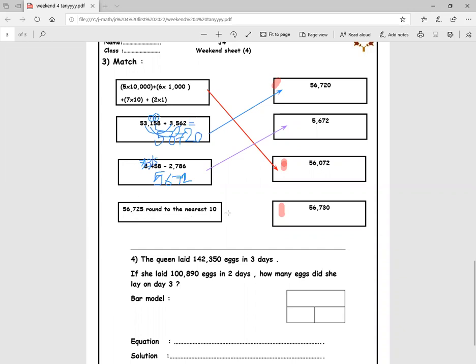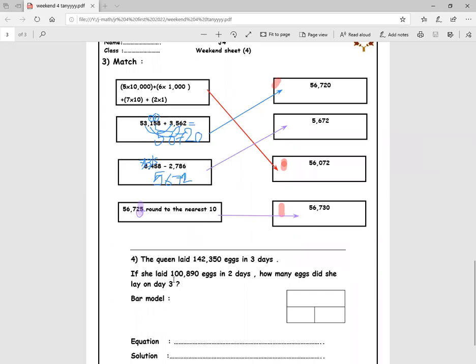56,725 rounded to the nearest 10. Rounding to the nearest 10 means looking to the next digit and checking whether it is in the strong group or the weak group. So I want the tens, so I will check the ones. The ones go into the group from the greater group or the strong group. So the 5 is going to give the 2 one more, so it will become 3. So this is the right answer.